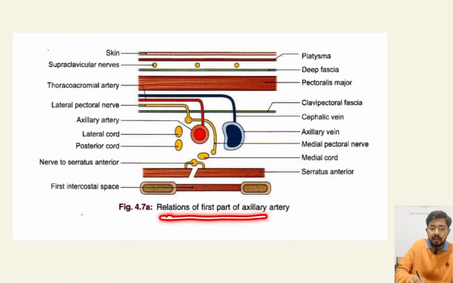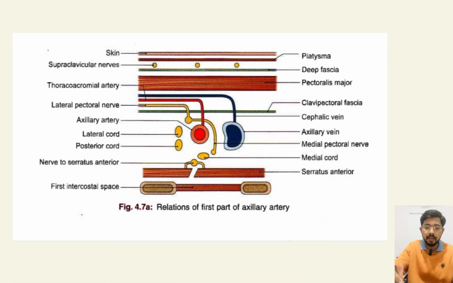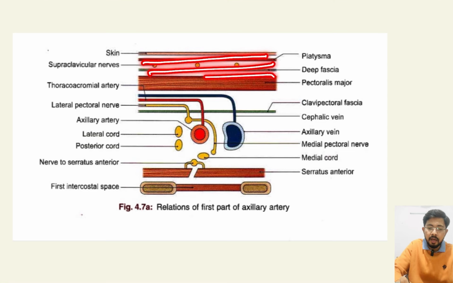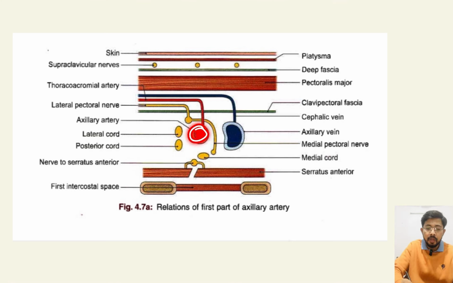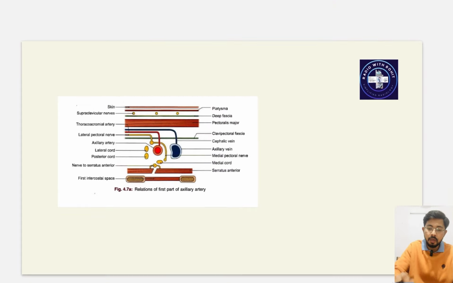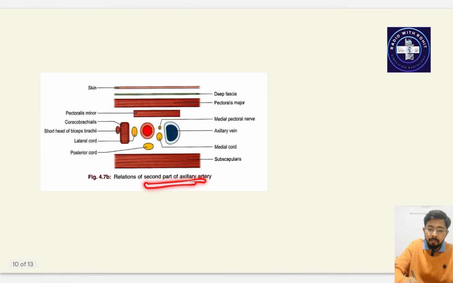Here we can see the relation with the first part of the axillary artery. Uppermost is the skin. Below the skin there is the platysma muscle, deep fascia and the pectoralis major. So this is the first part of the axillary artery. Lateral to it there will be the lateral cord, and posterior to the lateral cord will be the posterior cord. Posterior to this first part of the axillary artery there will be the medial cord.